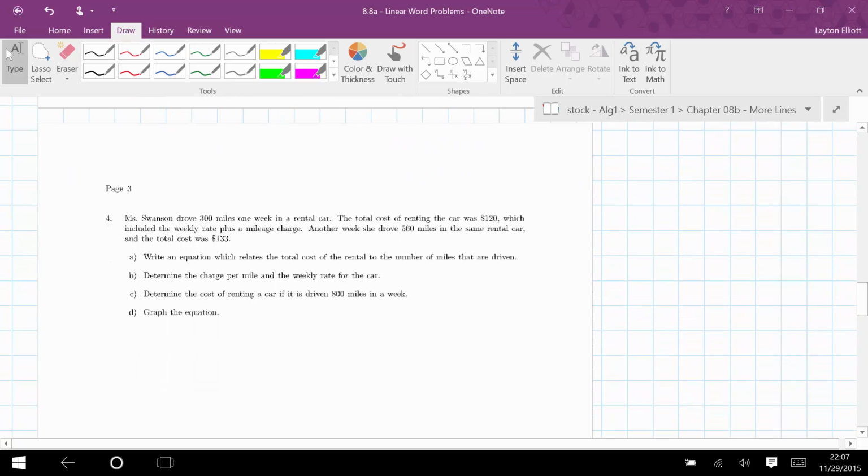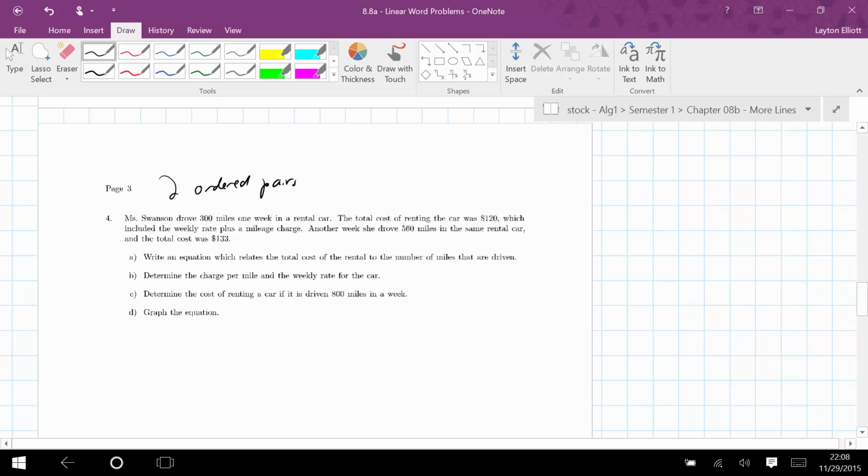Next, it says Mrs. Swanson drove 300 miles one week in a rental car. The total cost of renting the car was $120, which included the weekly rate plus a mileage charge. Another week, she drove 560 miles, and the cost was $133. So what we actually have here is kind of different. We have 2 ordered pairs, and we just want to decide what order to put them in.